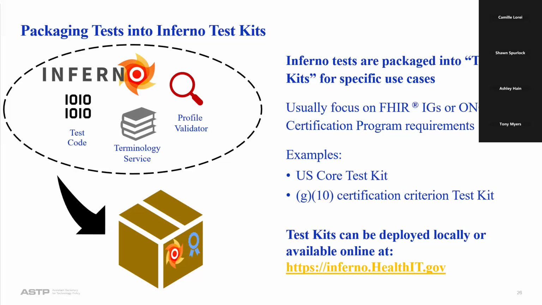So for example, if we consider the test kit used for the ONC certification program for the G10 criterion, that test kit involves things such as profile validation and terminology validation services, alongside other API tests as part of testing that single patient and multi-patient API required by the criterion. There's also a reference server that is available, which provides an example of what a conformant server could look like for the G10 criterion.